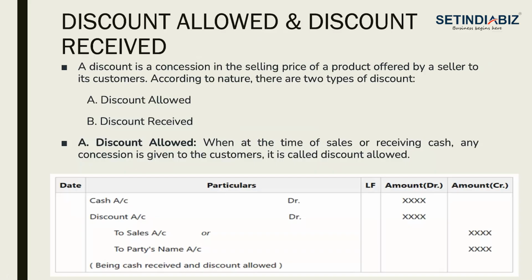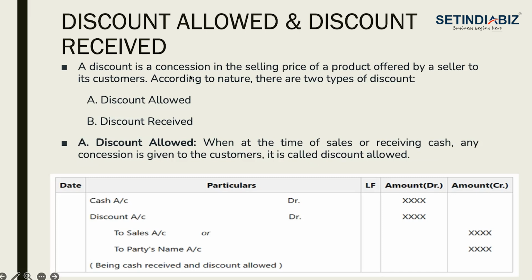Then discount allowed and discount received. See, discount allowed is when I am selling. We are allowing the discount to the customers. We are giving certain discounts when we are selling them. Discount received is when I am purchasing from the suppliers. I am getting certain discounts.